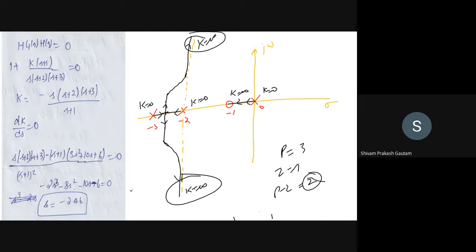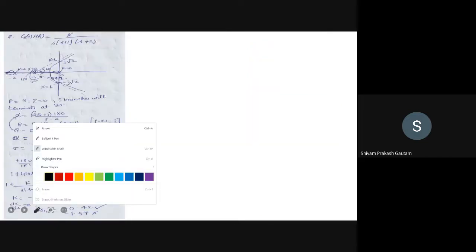Now let us move to the next example. This is a little bit more complex problem, so we will try to see what is given here. Directly from the open loop transfer function, you can see that poles is equal to 3 and zeros is equal to 0. So P minus Z, the total number of branches which will terminate at infinity, is equal to 3. So you have to calculate alpha and sigma here. Alpha is asymptote and sigma is centroid.